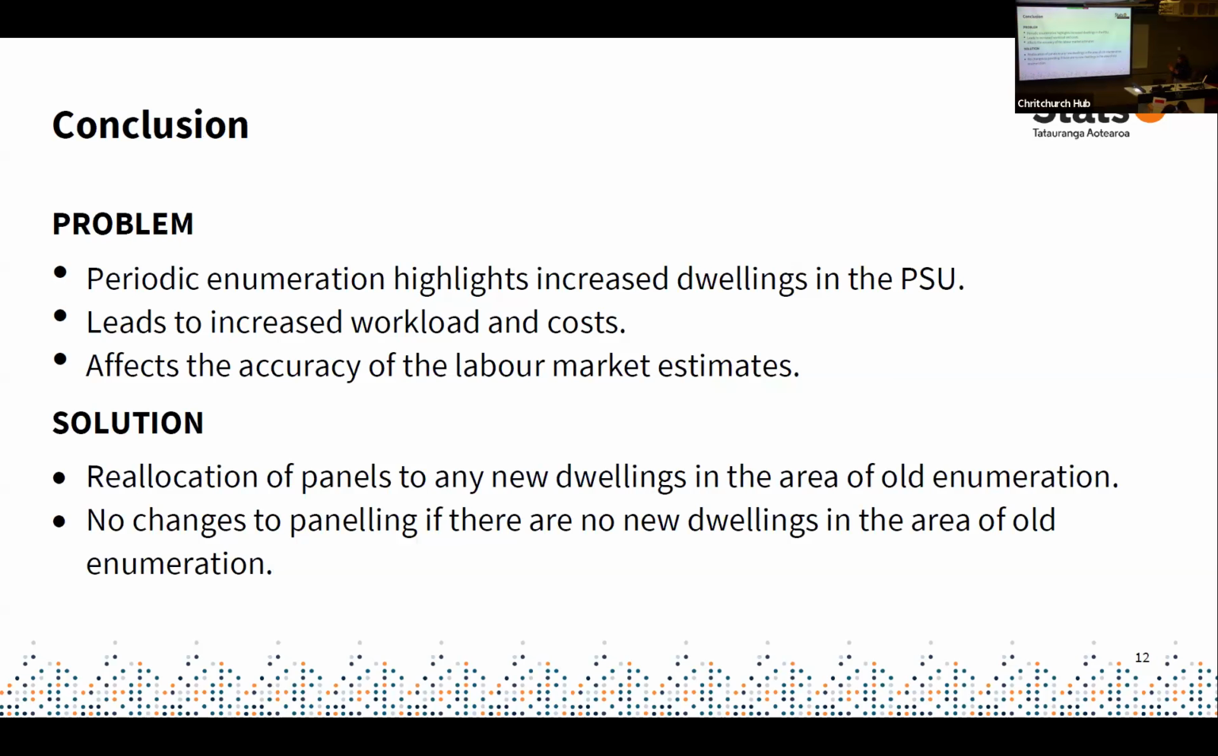So I'll just wrap it up here, going back again to the problem. With enumeration, we had an increase in size, which was a problem for workload for collections and the cost, and also affected the accuracy of our estimates. And so for the solution, we just looked at our area as having an old enumeration and a new enumeration corner. So if the old enumeration corner does not have any new development, we do nothing. And if it has some new development, we do repaneling for those new houses in that specific area only, while making sure that the new houses are still available for future PSU selection when we do PSU reformation.